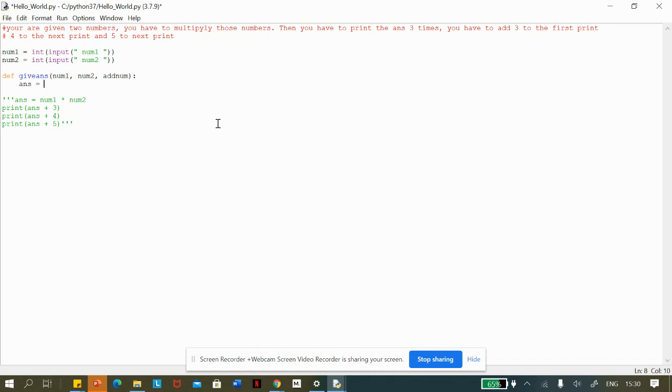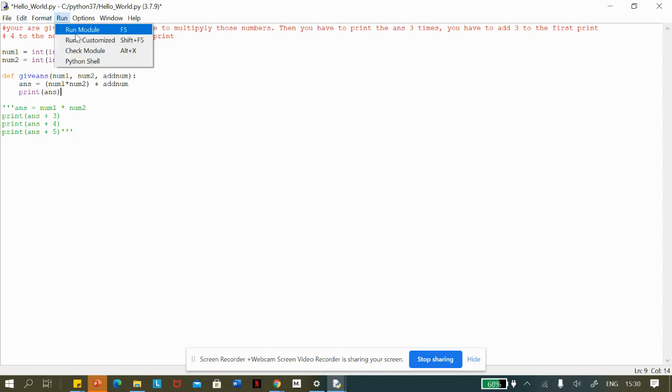So then I would say answer equals to num1 times num2 plus add num. And I can simply say print answer. Now with this, let's see what happens when I run this.